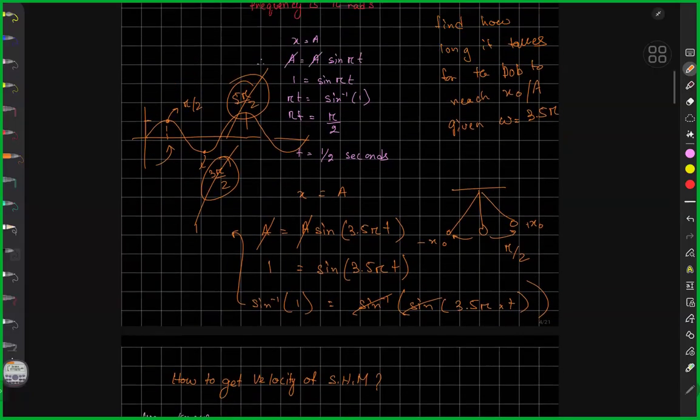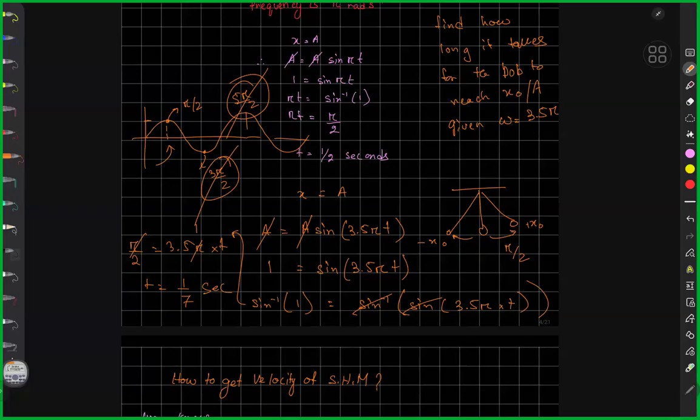So now I get sine inverse of 1, which is pi by 2, equals 3.5 pi times t. Now it's easy. Making t the subject, pi gets cancelled off, and t equals 1 by 7. So the answer becomes 1 by 7. You don't have pi in the equation. So the time elapsed is 1 by 7 seconds.